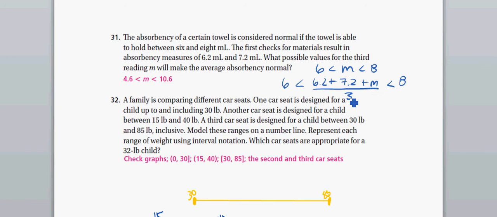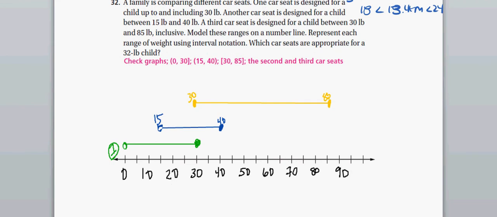You could treat it the same as test grades. If you want to get somewhere in the B range, then you're going to have that inequality between two values. So in this situation, we're going to add 6.2 and 7.2. When we add those two, we get 13.4. Multiply everything by 3, so you have 18 is less than 13.4 plus m less than 24. Apologize, that's squished in. And then you go ahead and solve, and when you do, you get this inequality as your answer.